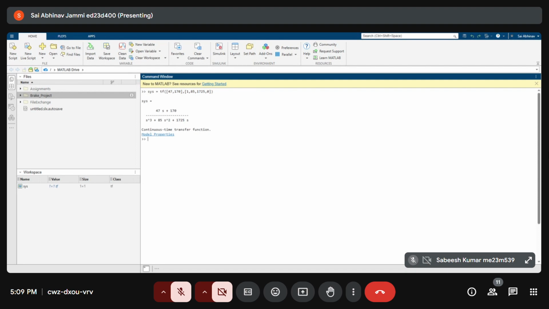Okay. So this is an approximate transfer function. You will obtain the exact values when you substitute the parameters here. I took approximate values here. So this is a transfer function without any steering actuator dynamics. All right. Now we'll go to the RL tool.